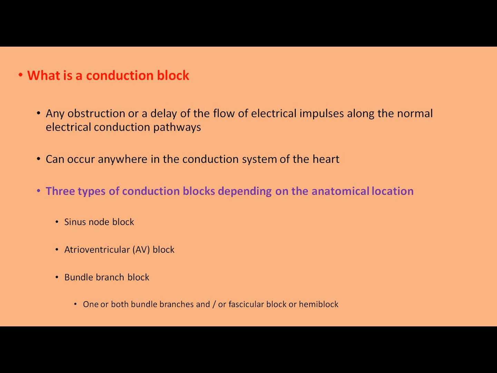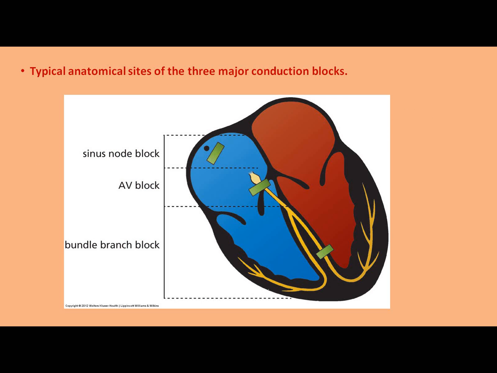It can happen anywhere on the conduction pathway. So what is the conduction pathway? Anywhere starting from the sinus node, going to the atria, AV node, bundle of His, right bundle branch, left bundle branch, anywhere on those. We talked about sinus node block earlier. We also talked about the atrioventricular node. Sometimes the block can be right there. Bundle branch block could be the right bundle branch or the left bundle branch, sometimes both.